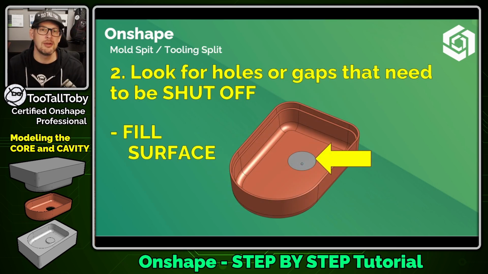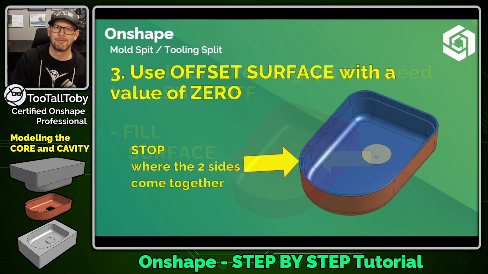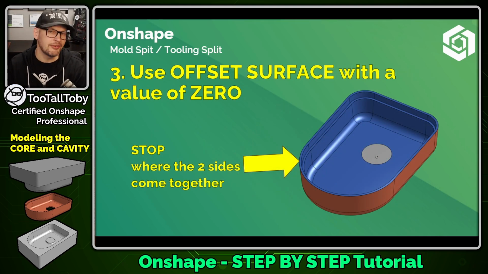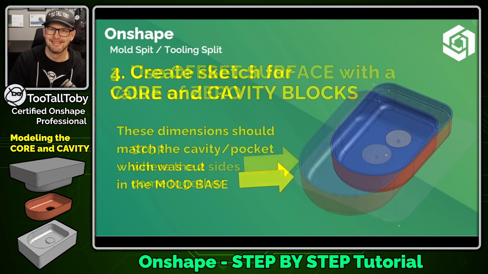The next thing you're going to do is look for any holes or gaps that need to be shut off. And you're going to use the fill surface command most commonly. There are some other commands you might use, but usually you'll use the fill surface command to fill in those holes. Then you're going to launch the offset surface command and you're going to set the value to 0. You're going to go around and pick all of the faces that are on one side or the other of the mold, and you're going to stop where those two sides come together. So again, identifying that parting line is very, very helpful.